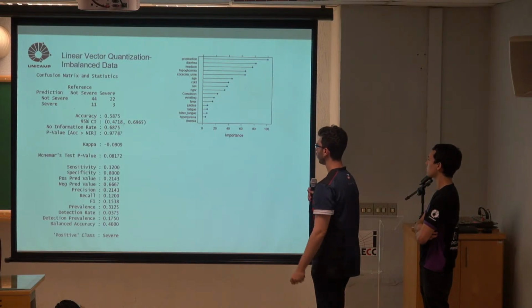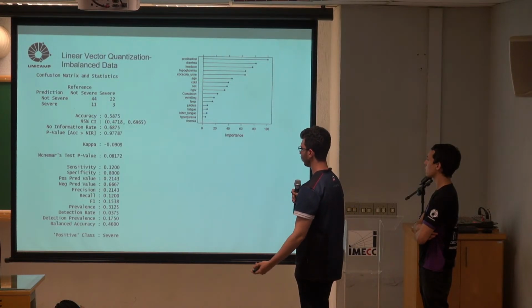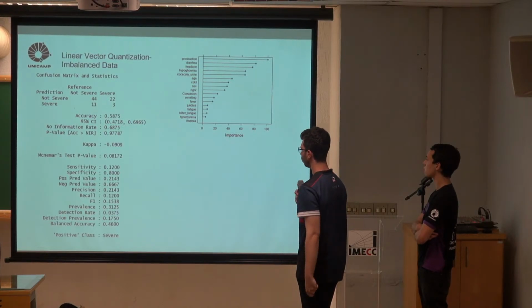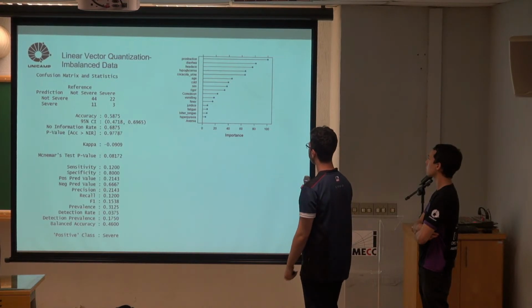An accuracy of 58%, and a negative predictive value of 0.9, and of course, a p-value of 0.08. Then, of course, the importance is with prostration, diarrhea, and headache.